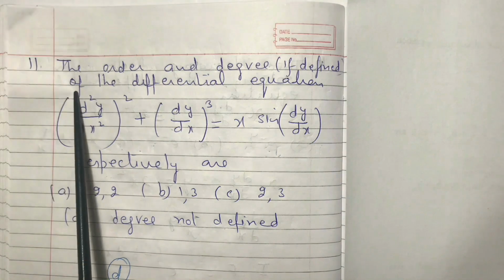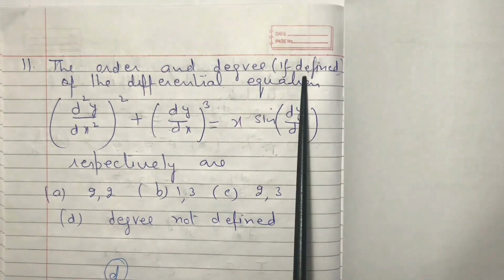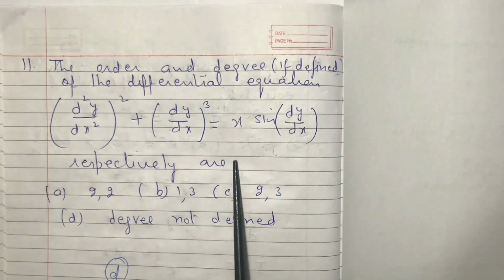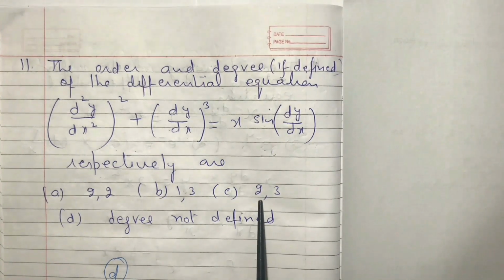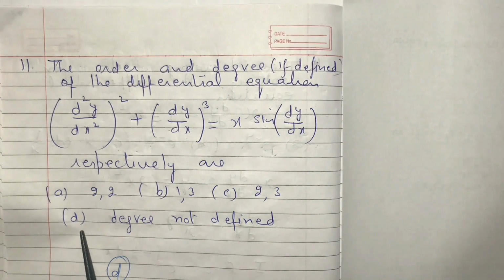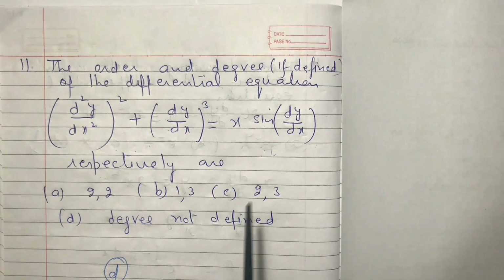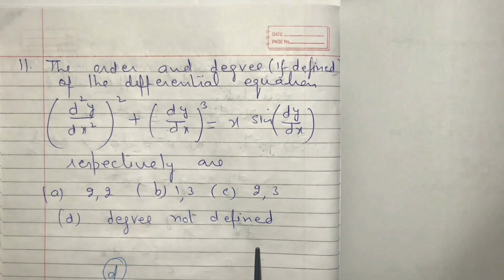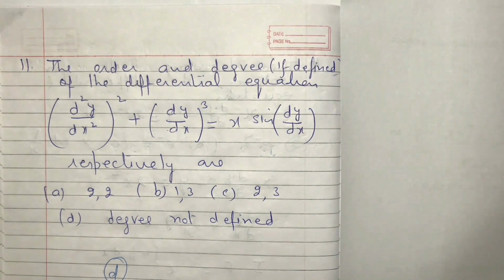Now its 11th question is the order and degree, if defined, of the differential equation, respectively are. There are 4 options. Its answer is D. Degree is not defined. There is sine dy by dx, so its degree is not defined. So your answer is D.